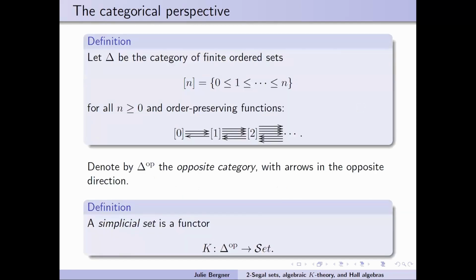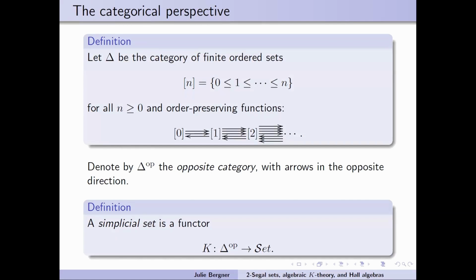Okay, now from a more categorical perspective, we think of a simplicial set as a functor. So the category Delta, this is the category of finite ordered sets. So bracket n is the ordered set with n plus 1 elements, start the indexing at 0. And we have that for all natural numbers n, and then we have order preserving functions between them.